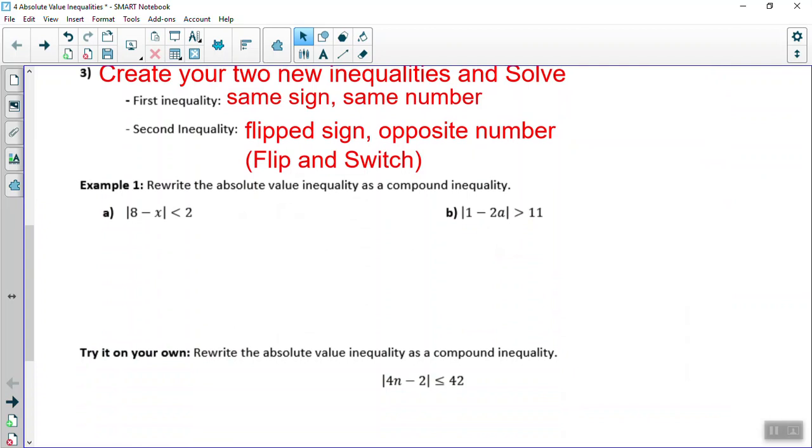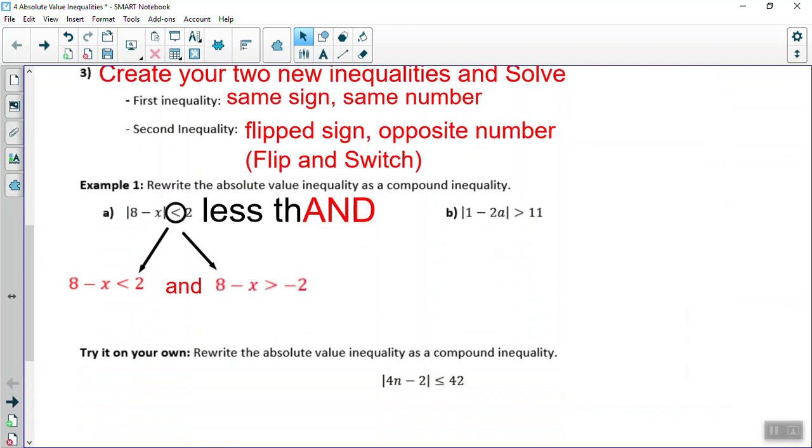All right, so first thing we're going to look at is it's less than. Okay, so remember less than, it's an and. All right, so we're going to have to put the word and in between. All right, now let's split it up. The first one is going to be the same. We just removed the absolute value brackets. The second one, and we're going to write our word and, because it's less than. Okay, our second one is where we're going to flip and switch. So the left side stays the same. We flip our sign, switch our number to the opposite. And at this point, that's all we're going to do. All right, let's do one more together.